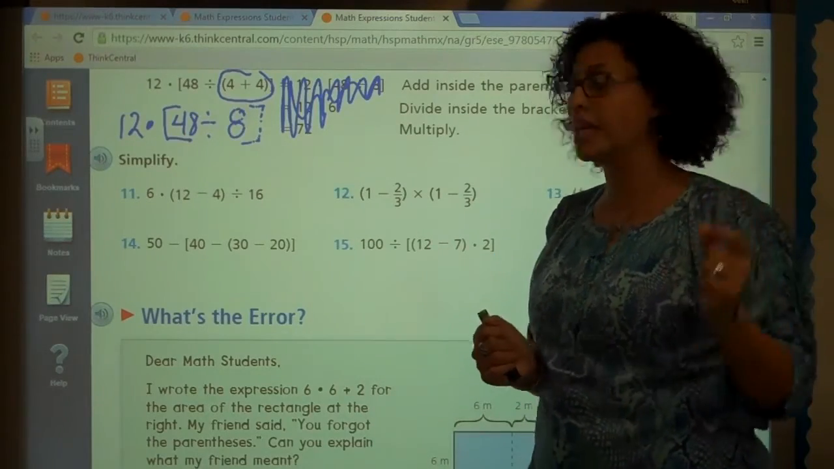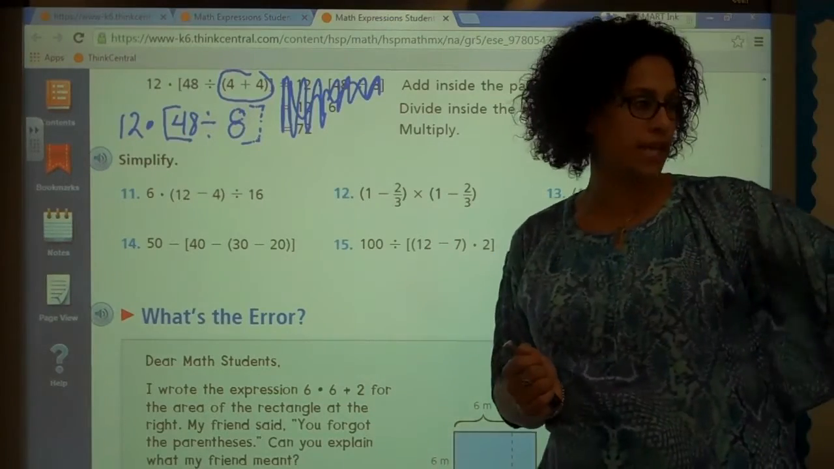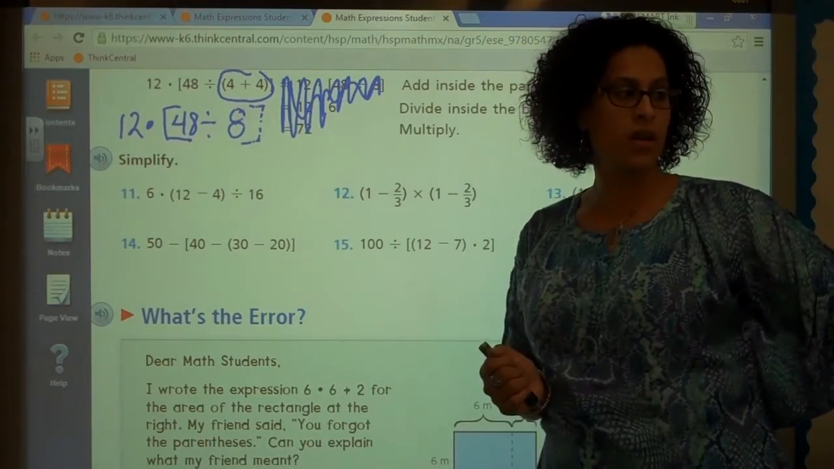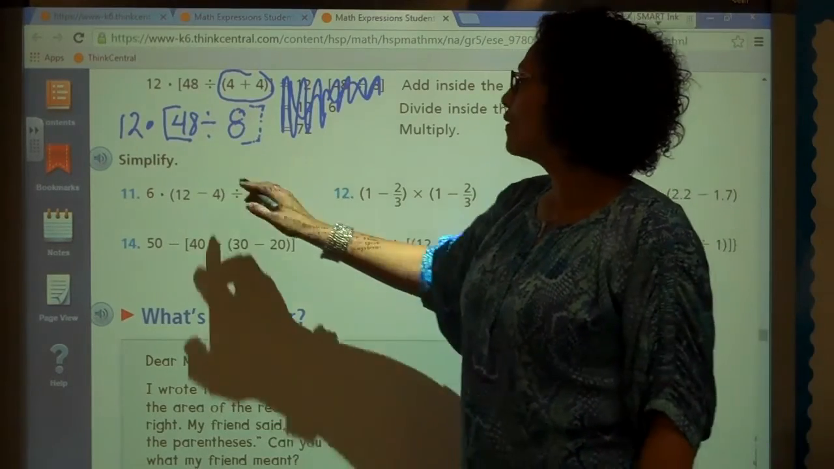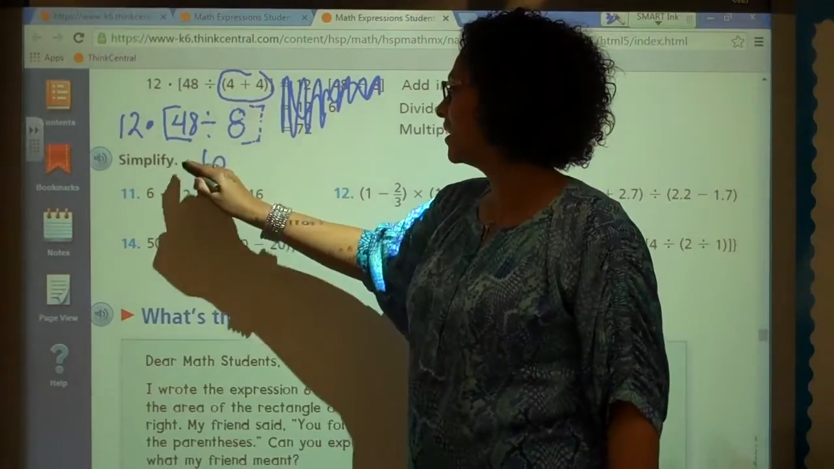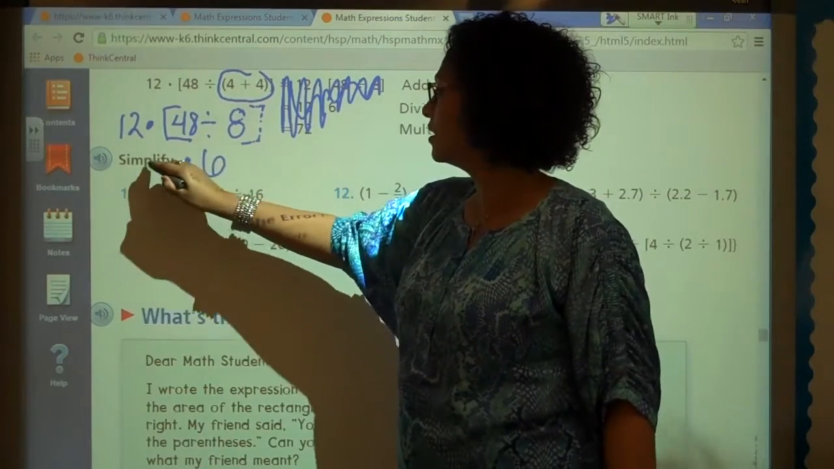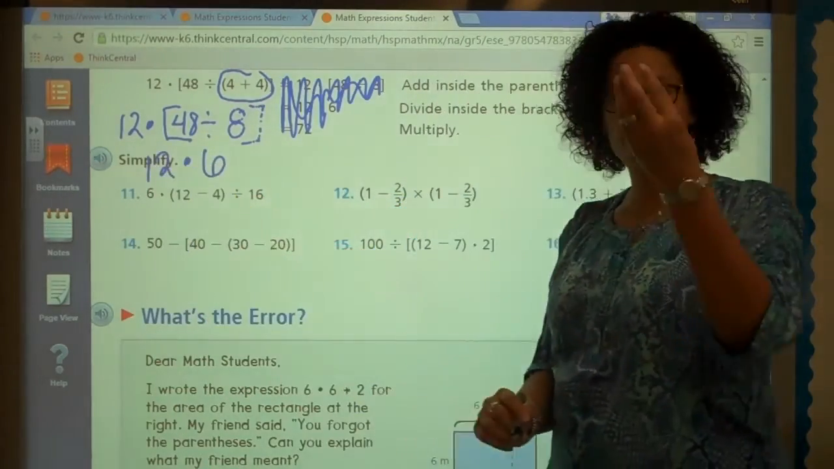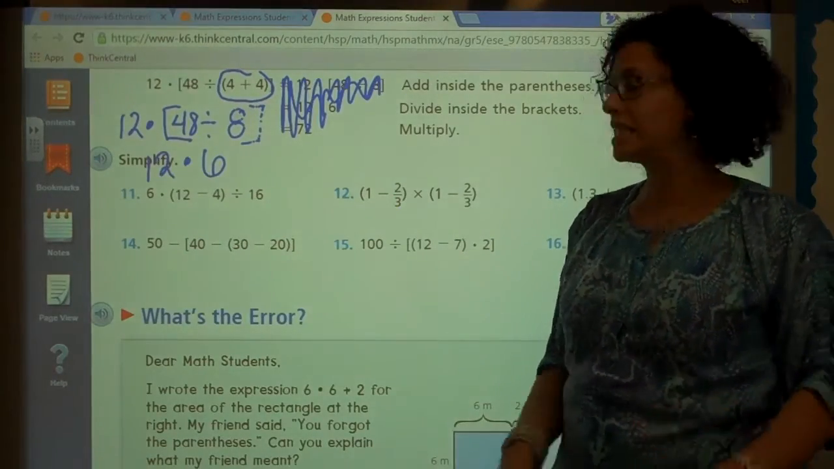If we know our facts, we can get that very quickly. Girls, 48 divided by 8, you know? That means that they don't know. 48 divided by 8 is 6 times 12. Okay, we pull down the rest. What is 6 times 12?